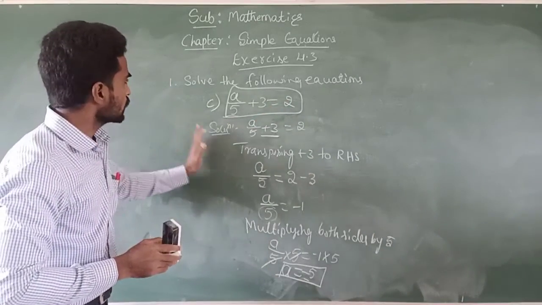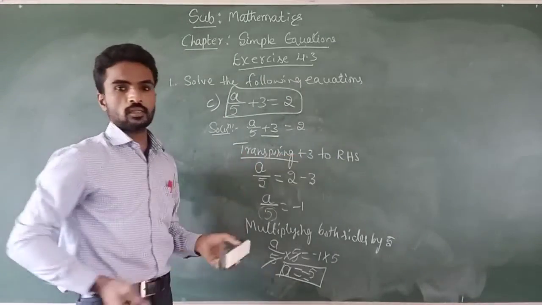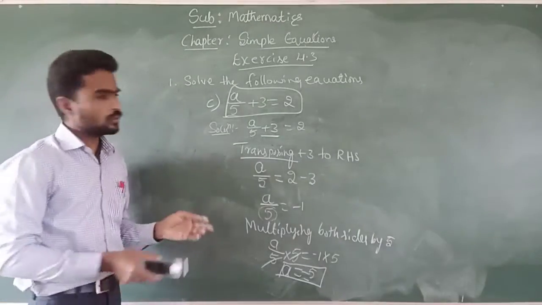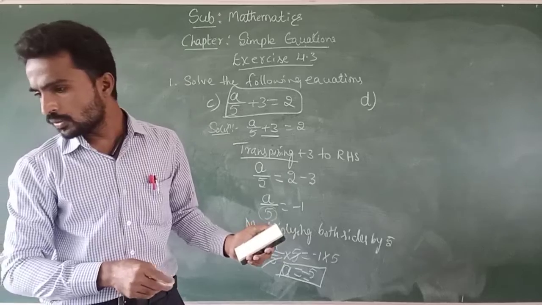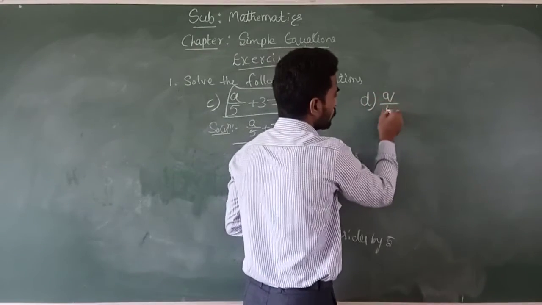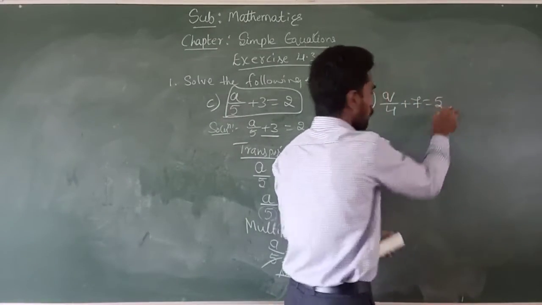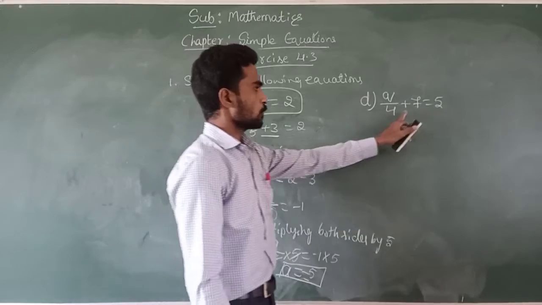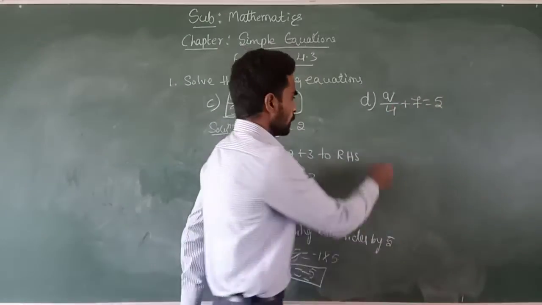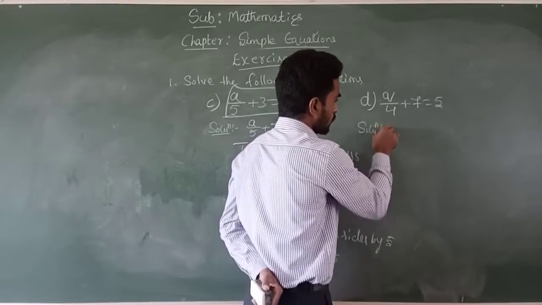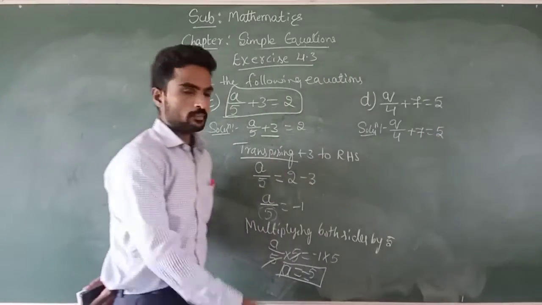This is the method to solve equations by the transposing method. Now we move on to another sub question, that is D. D is q divided by 4 plus 7 is equal to 5. Then consider the same equation once again, q divided by 4 plus 7 is equal to 5.